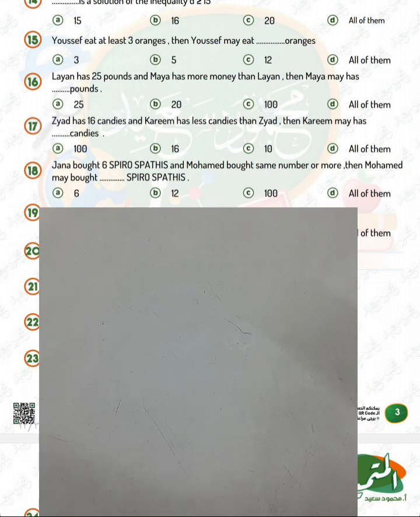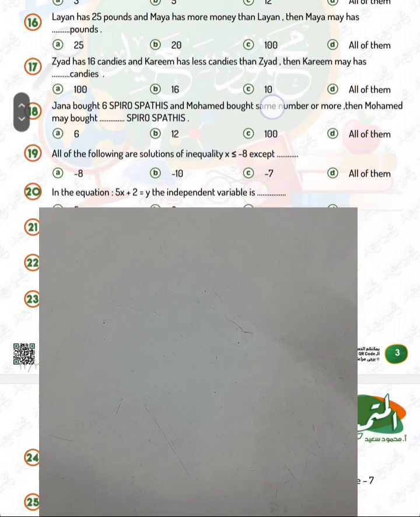Ziad has 16 candies and Karim has fewer candies than Ziad. Then Karim may have what? Less than 16, it will be 10. Question 18. Jana put 6 spare pieces and Muhammad put the same number or more. It will be 6 or 12 or 100, all of them. Choose letter D. Question 19.